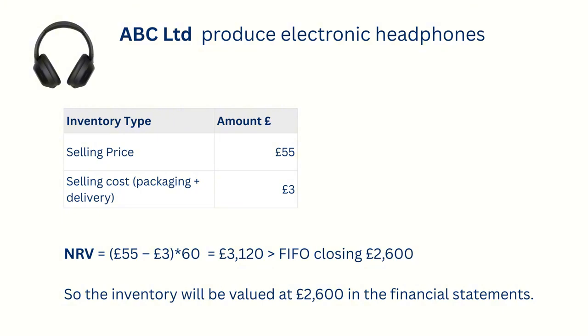We then compare this net realizable value figure to the cost of closing inventory, which we previously calculated using FIFO. The first in first out valuation gave us a closing inventory cost of £2,600. Because International Accounting Standard 2 requires us to take the lower of the two values, we keep the inventory at £2,600. The net realizable value is higher in this case, so there is no write-down and the inventory remains at cost. This figure, £2,600, is what appears in the balance sheet under current assets. So after calculating cost using a costing method like FIFO, we must always apply the net realizable value test to ensure inventory is not overstated.